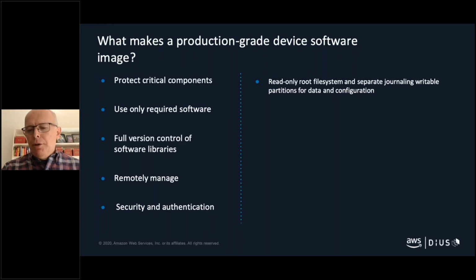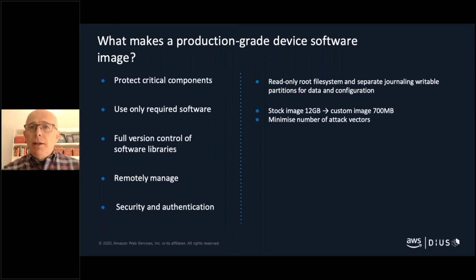Now, the next point I have on here is really about using only the required software that we absolutely need for a physical device. And I don't want to understate this because it's actually quite a critical point. So we saw earlier the standard image, or the stock image, that we get from the manufacturer was about 12 gigabytes in size. And we've reduced this down to around about 700 megabytes, which is really 1/20th of the original size. Now, that's critical for a number of things.